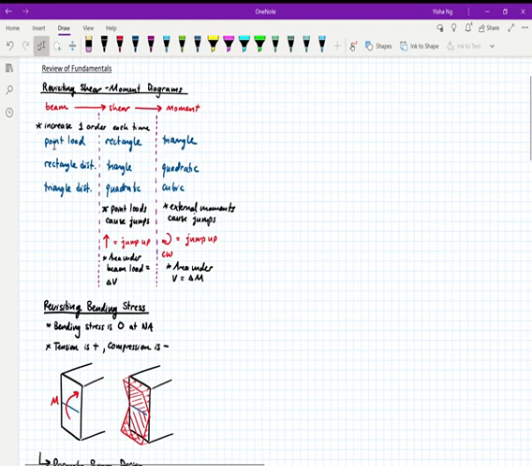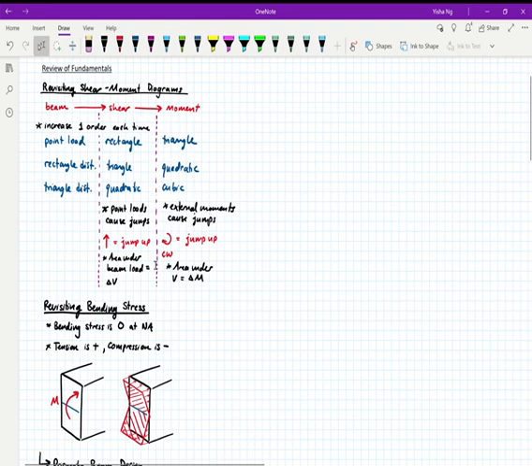If you start with a point load, your shear is going to look like a rectangle and your moment is going to look like a triangle. If you start with a rectangular distributed load, your shear is a triangle and your moment is a quadratic. And if you start with a triangular distributed load, your shear is a quadratic and your moment is a cubic.